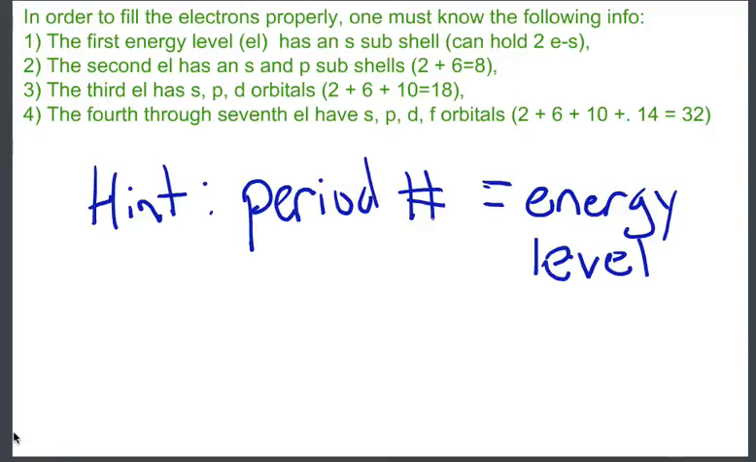Now, here's a very good hint. The period number of the element is going to equal the number of energy levels the atom has. So if we look at aluminum, aluminum is in period 3. So aluminum has 3 energy levels. So the maximum number of electrons that it could possibly hold would be 18. We know that's not true because it only has 13, but it could, in theory, hold up to 18.